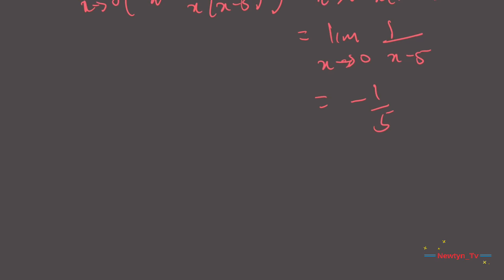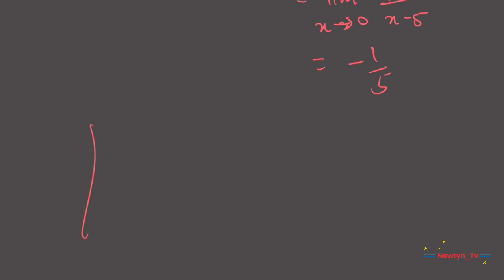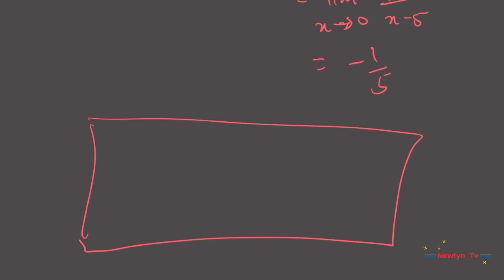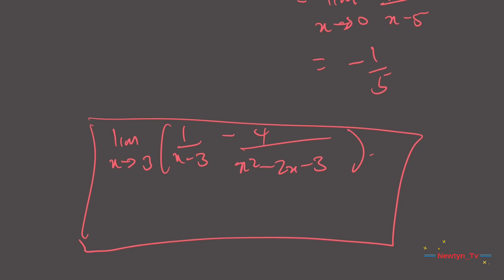Now you can try this on your own. Let's look at this example. We have the limit as x approaches 3 of open bracket 1 on x minus 3 minus 4 on x squared minus 2x minus 3. Just try this on your own.